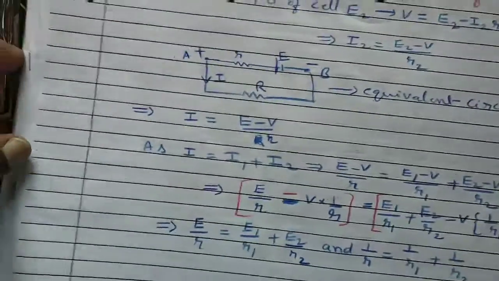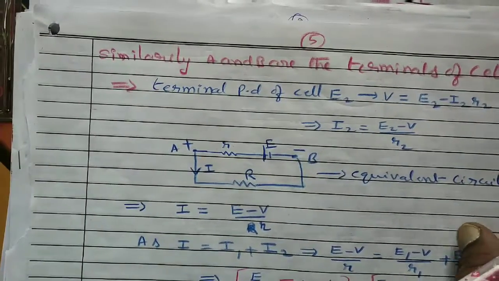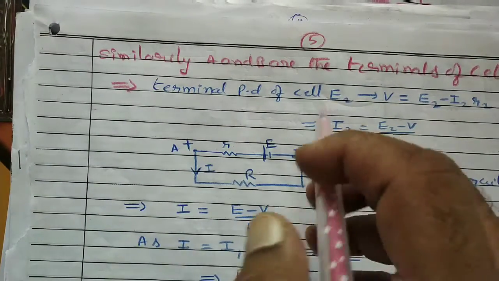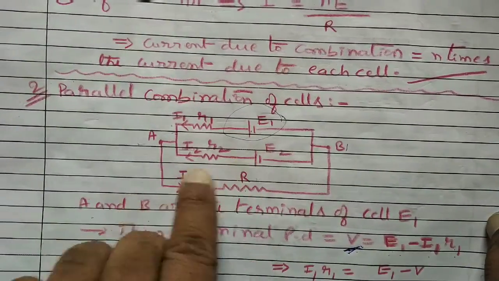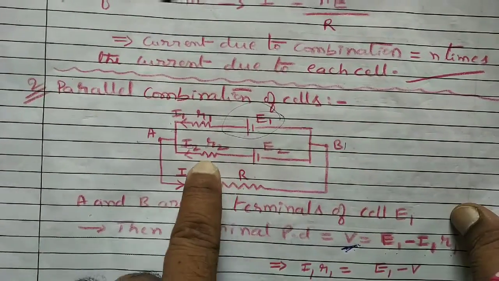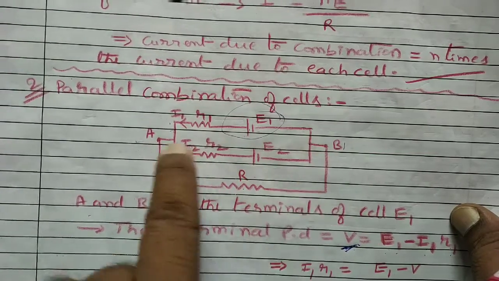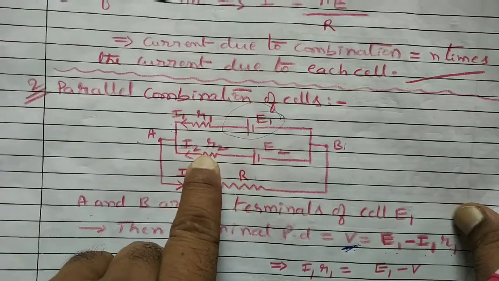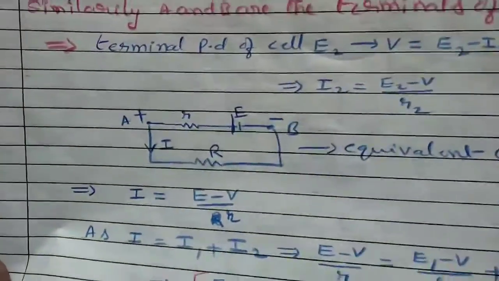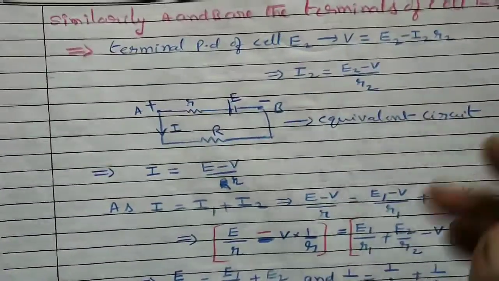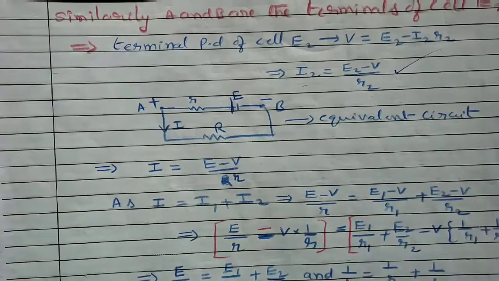Similarly, cell E2 is also present between the points A and B. E2 has internal resistance R2 and through E2 the current passing is I2. That is why terminal potential difference V must be equal to E2 minus I2 R2. From this, I2 is (E2 minus V) by R2. In that way we got the I2 expression also.